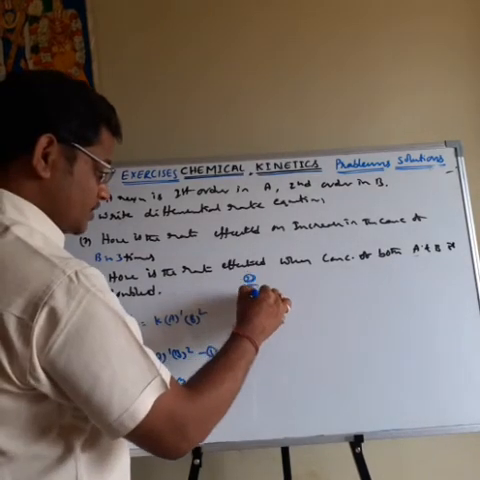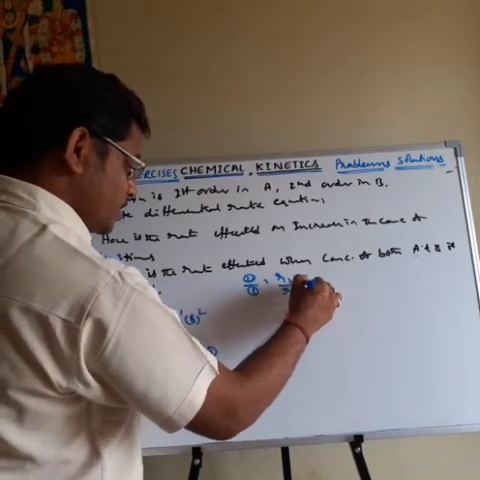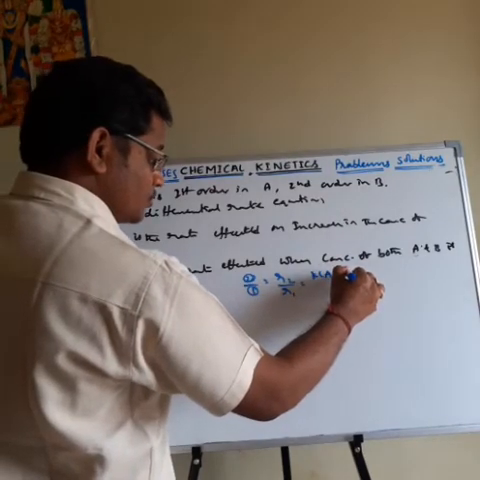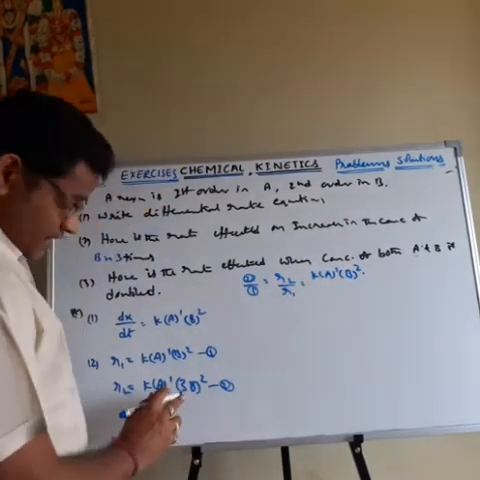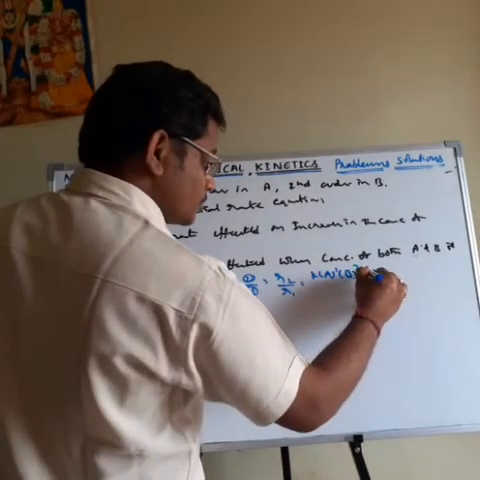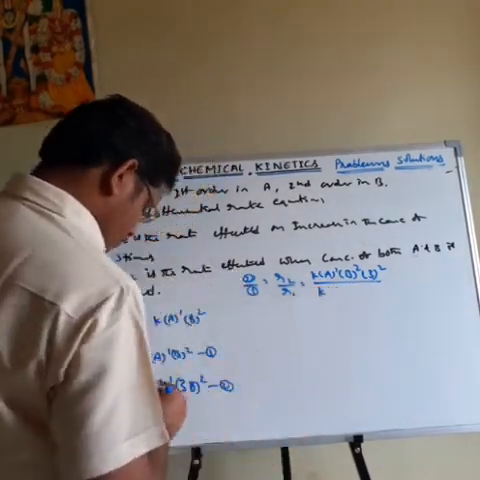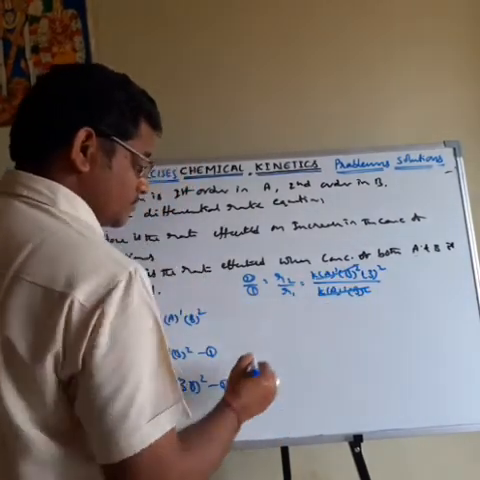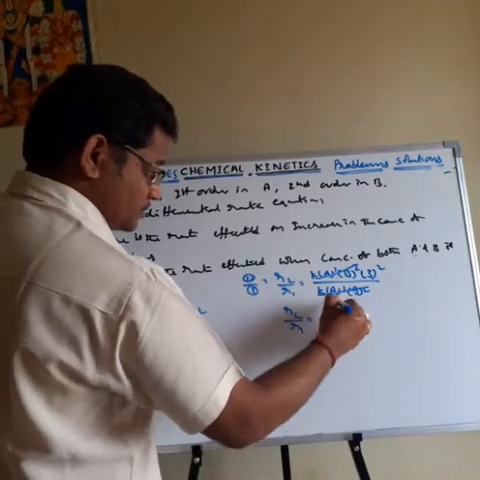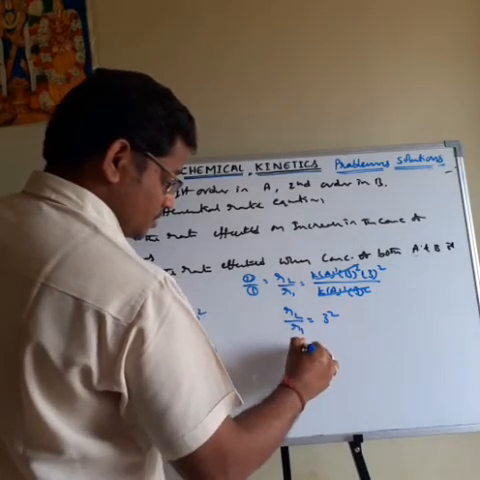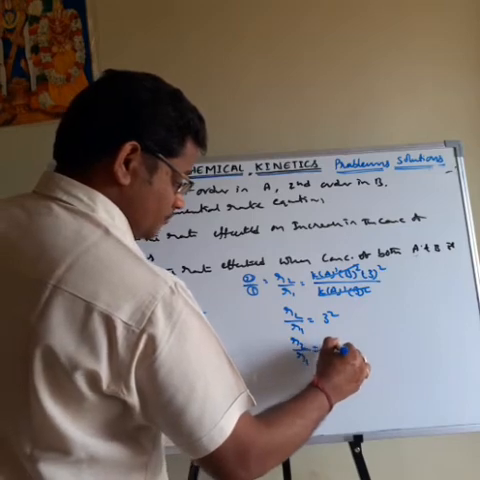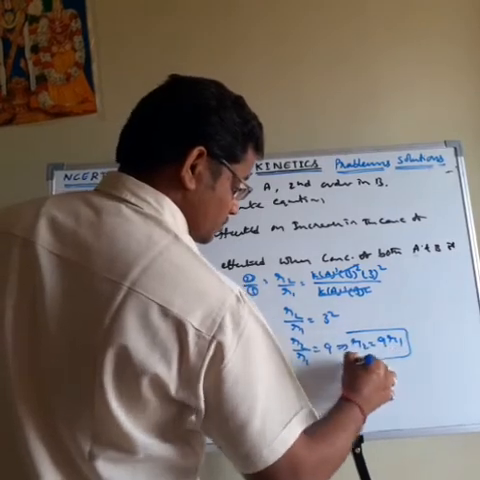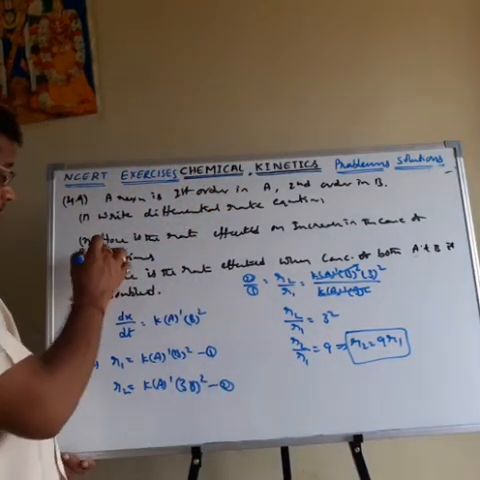Therefore, equation 2 divided by equation 1. R2 divided by R1 is equal to k into A power 1 B power 2 into 3 power 2, divided by k into A power 1 B power 2. Then R2 divided by R1 is equal to 3 power 2, which means R2 divided by R1 is equal to 9. So R2 is equal to 9 into R1. The rate increases 9 times. So that is question number 2.